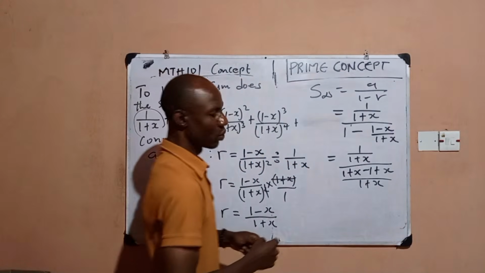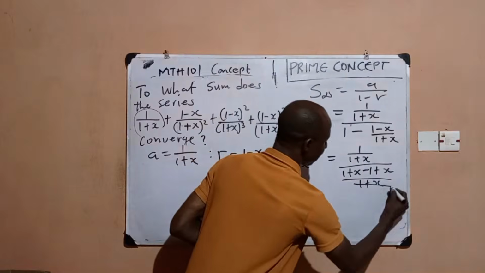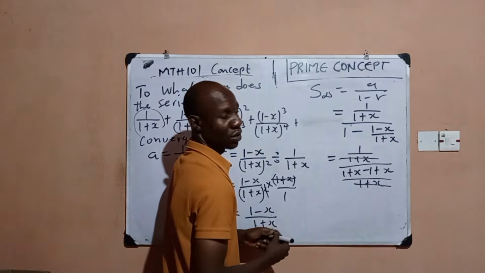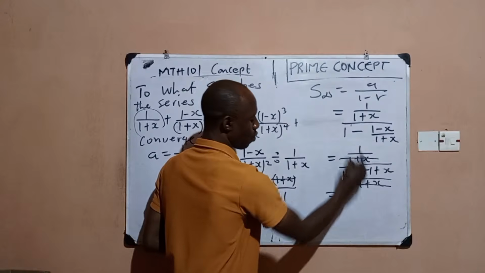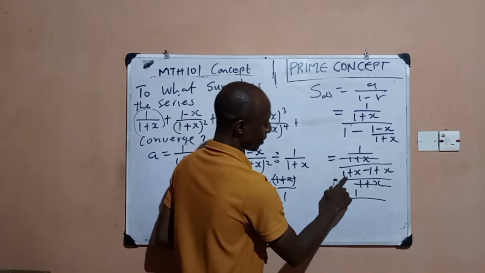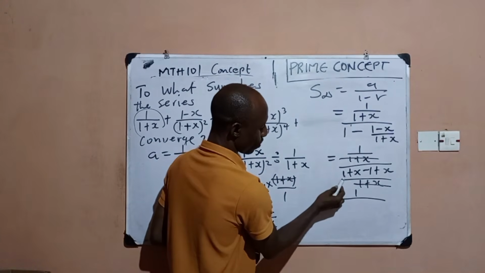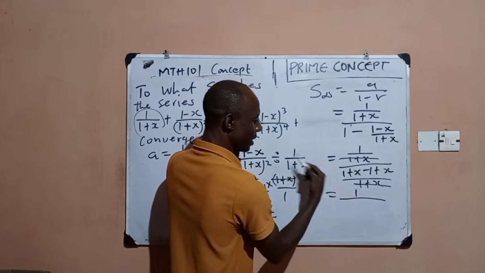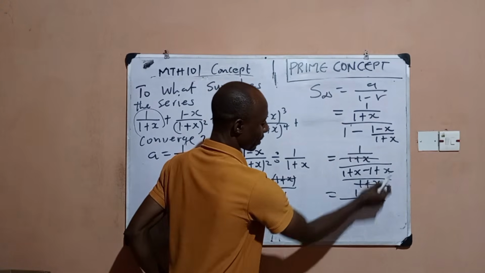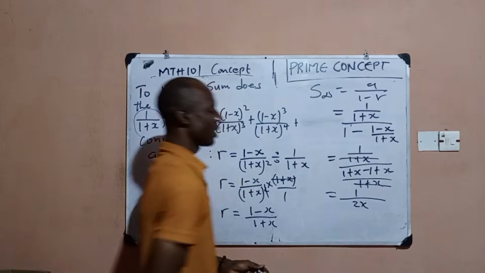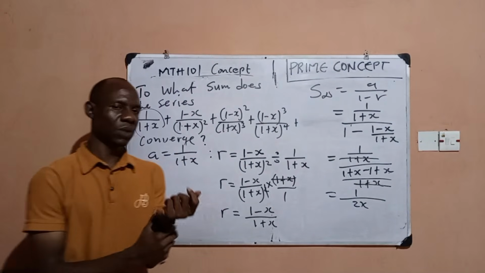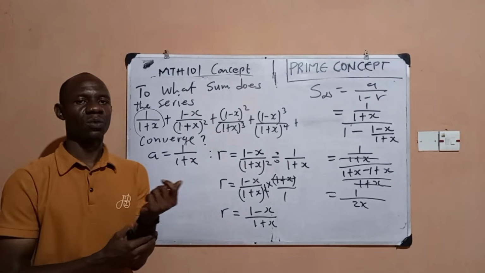So very quickly, this will cancel out. So what do you have? You have 1 all over, what do you have here? I hope you know 1 minus 1 is 0. Then x plus x is 2x. So that is your answer: 1 over 2x. So watch it carefully. I want to move to the next question.